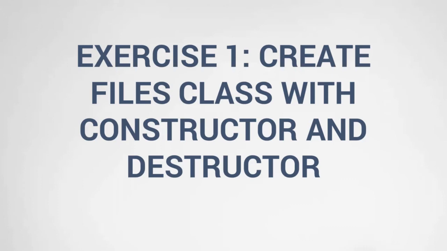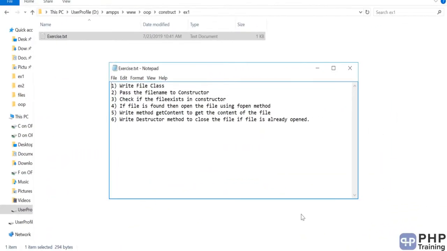Hello and welcome to the exercise section. So let's do some exercises on constructor and destructor using the file class. Here what you have to do is write a file class and pass the file name to the constructor. Inside the constructor, check if the file exists or not. If the file is found, then open the file using the fopen method, where you'll get the handler of the file. Then you'll write some method to get the content of the file, and in the destructor you close the file if the file is already open.